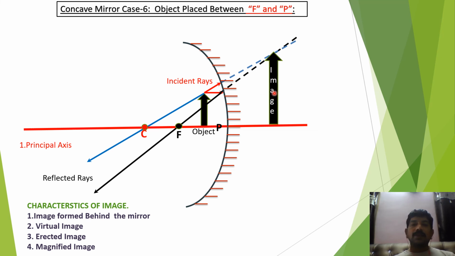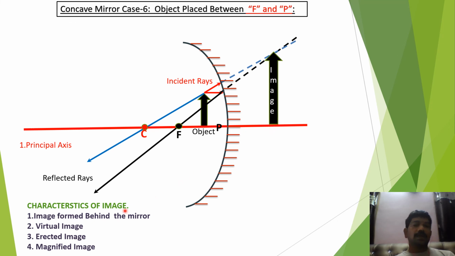So the image is formed by extending the reflected rays in the backward direction. The image which is formed by extending the reflected rays cannot be caught on the paper. So we call it the virtual image. Are you clear about that one? So look carefully. These two rays after reflection are diverged. When I extend these diverged rays in the backward direction, they meet at this point. From the point I have drawn the perpendicular, there the image is formed. Are you clear about that, children?